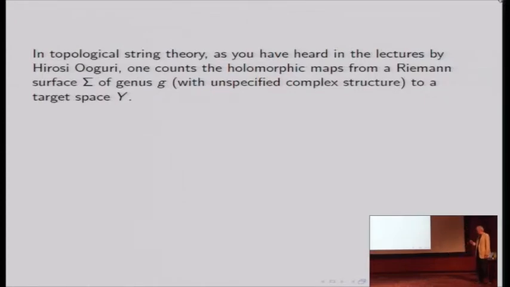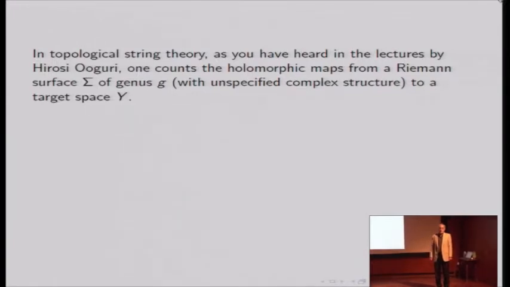You've been hearing something about topological string theory in 2 lectures by Hiroshi Ooguri. If you emphasize the topological viewpoint, then you would say that in topological string theory, you're counting holomorphic maps from the string worldsheet, which is a Riemann surface of genus G, to a target space Y. And Y is fixed, but in string theory you integrate over the moduli space of the worldsheet. So you don't say what the complex structure of the worldsheet sigma is supposed to be. It can have any complex structure, but you ask that it should have some holomorphic map to Y.